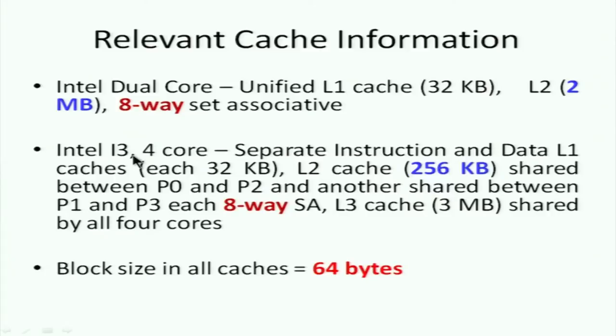Then the Intel i3, which has 4 cores, with separate instruction and data caches, each of 32 kilobytes. The L2 cache is 256 kilobytes, shared between P0 and P2, and another shared between P1 and P3, each 8-way. Then an L3 cache shared between all 4 cores, which is 3 megabytes. The block size is 64 bytes. If anything is confusing, please raise your hand and ask.